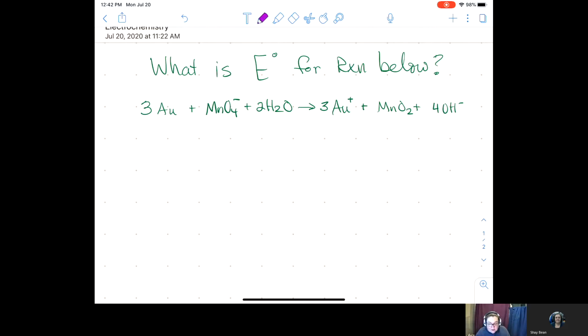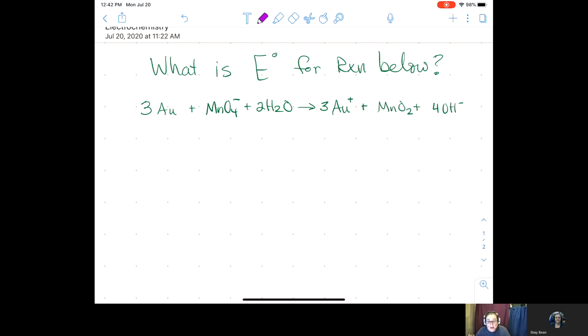So what we have to do to find the E naught is look up the two half reactions that are represented by this redox reaction and add the E naughts together. There is a formula that the textbook talks about where you take the reduction reaction minus the oxidation half reaction, but I don't like thinking of it this way. Let me show you how I think about it. All right, so split it up into the two half reactions.